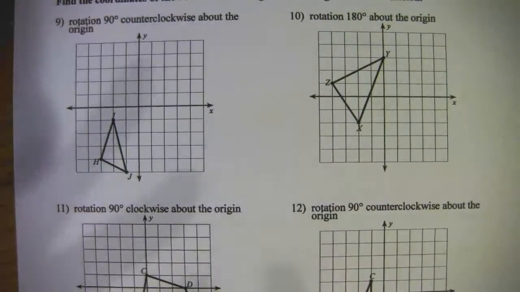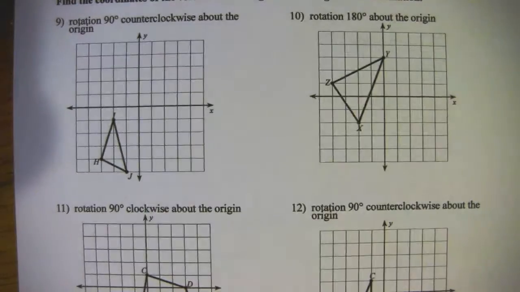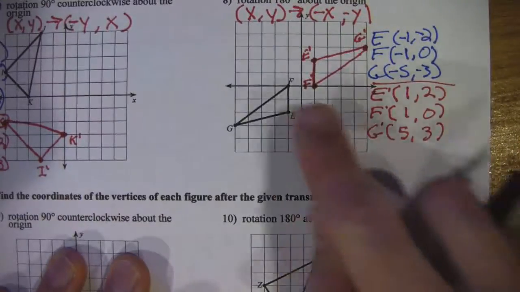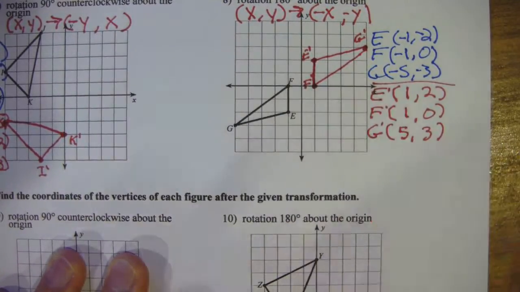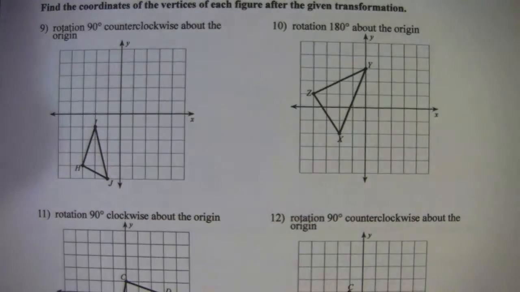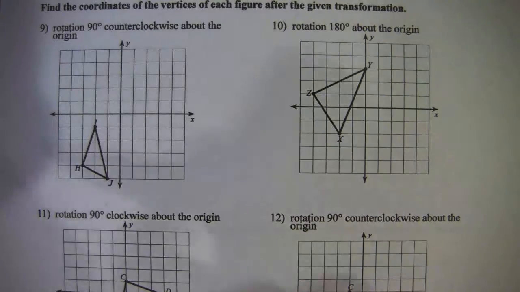Let's try these. So again, all we got to do is simply write out our new coordinates. We don't have to graph it. So up top here, it's taking us a little more time because not only do we have to get the coordinates, but we had to graph them. Here, we're not asked to graph. We're just asked to find the coordinates. Cool, we can do that.